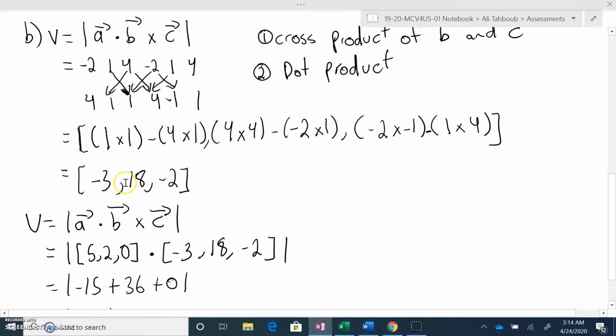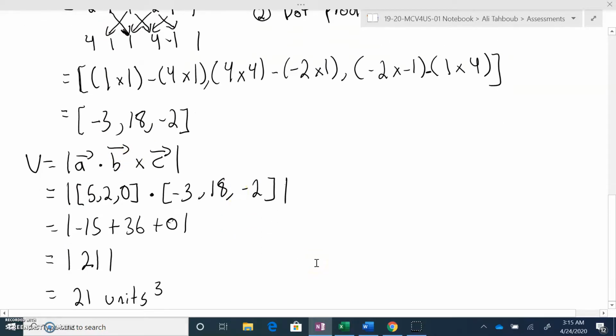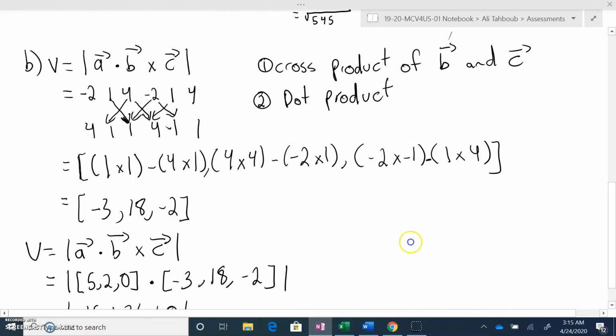And after we found the cross product of B and C, it is very simple. We use the dot product of the cross product of B and C with the vector A. So then from there on, after we find it, it is no longer a vector, it is just a scalar. And after we use this equation, we find that the volume of the parallelepiped is 21 units cubed, because anything that's volume is cubed. And that's it for the second question.